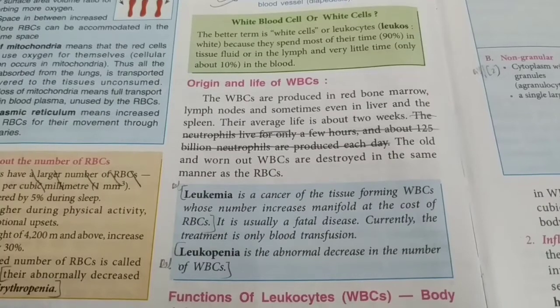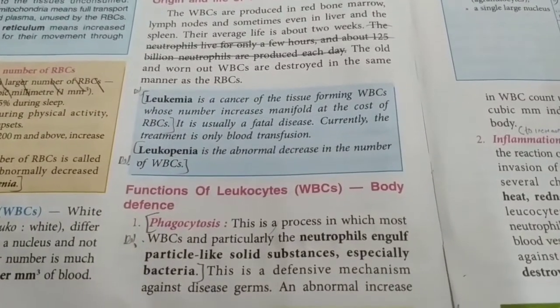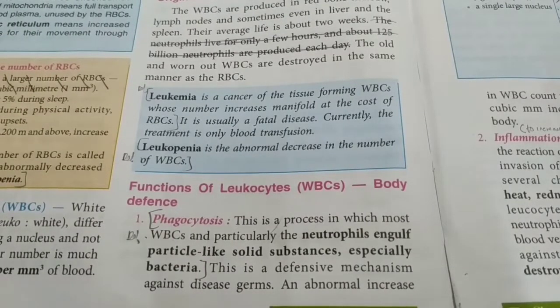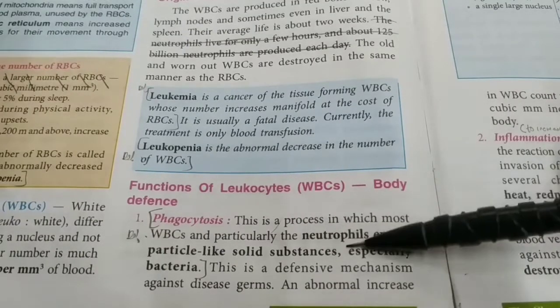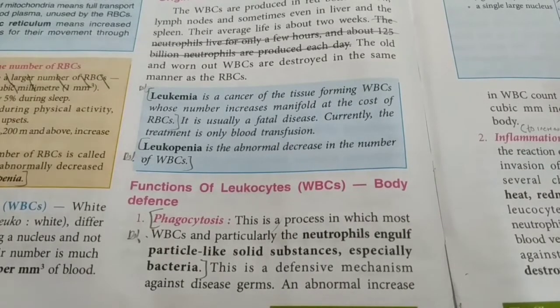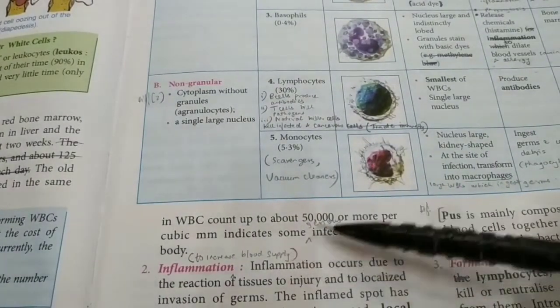Functions of leukocytes. First, phagocytosis. It is a process in which most of the WBCs, and particularly neutrophils, engulf solid particles, especially bacteria, and destroy them. So if the number of WBCs becomes 50,000 or more per cubic millimeter, that means there is some serious infection in the body.